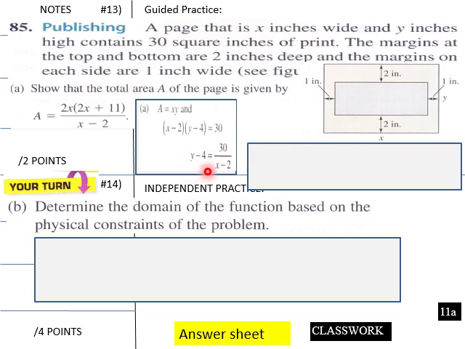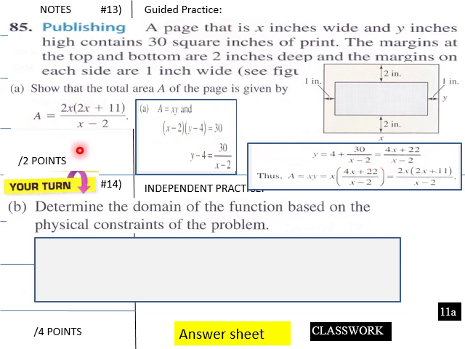Then we continue to simplify this: y minus 4 equals 30 over (x minus 2). Continuing to solve for y, y equals 4 plus 30 over (x minus 2). And then to include the 4 in the denominator, it becomes (4x plus 22) over (x minus 2).